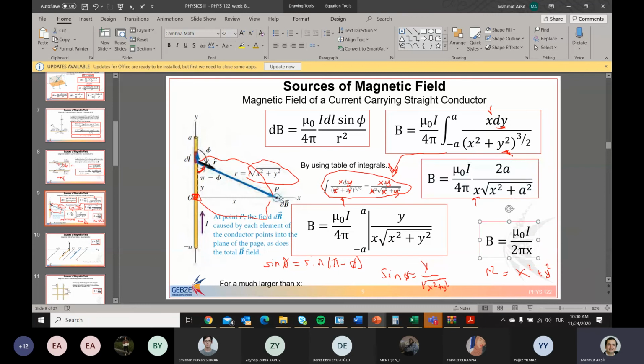So if you get P very close to the origin, if you make x 0, this goes down to 2a over a, it's just 2 over x, so it's going to be mu 0 I over 2 pi x for, if you get point P to origin.